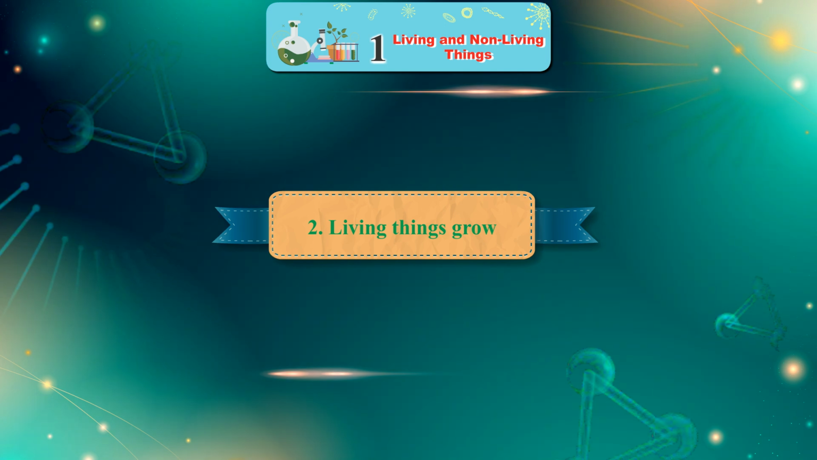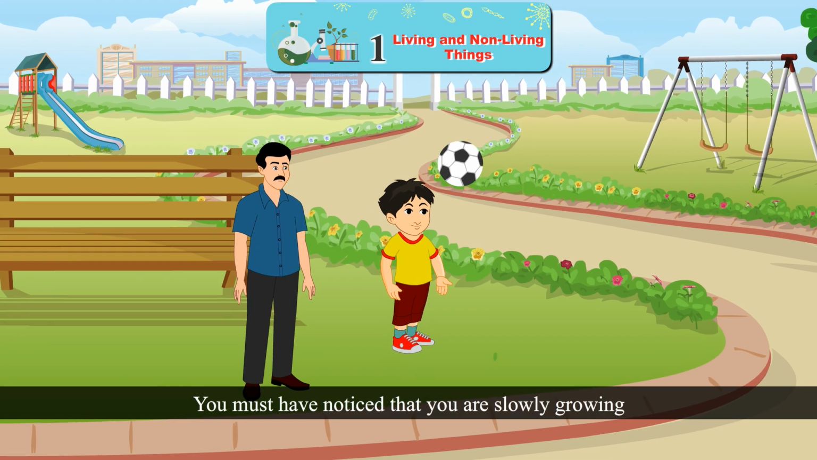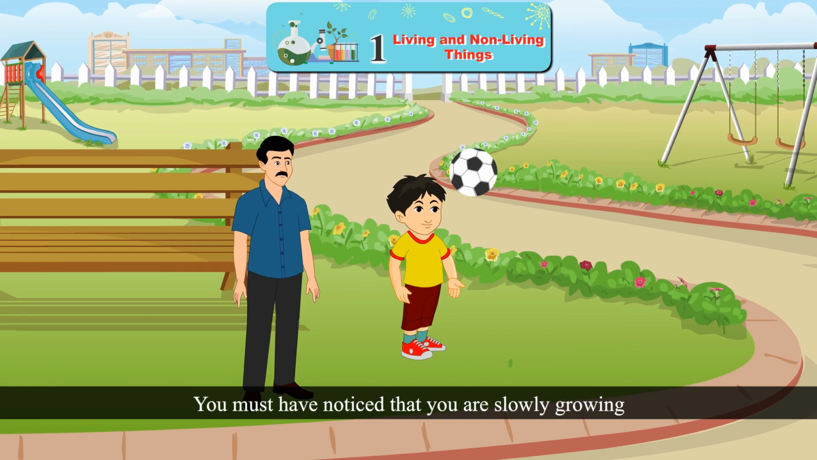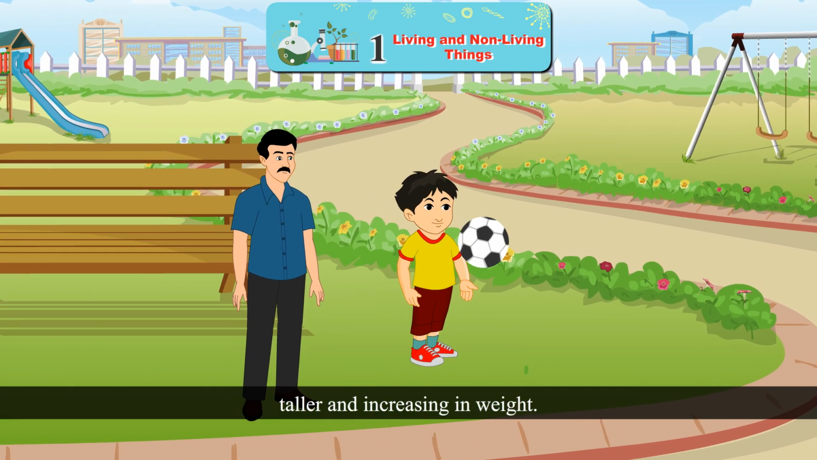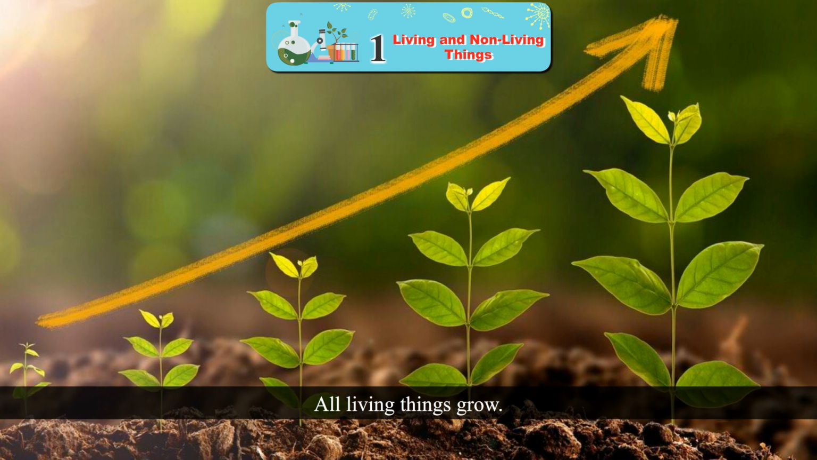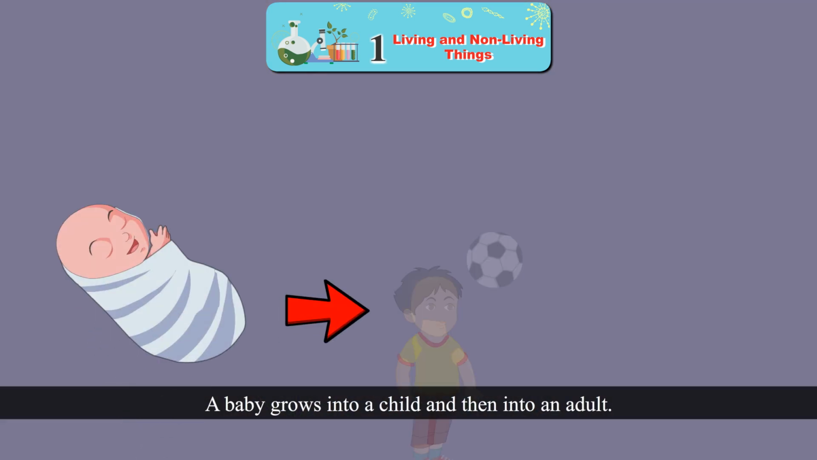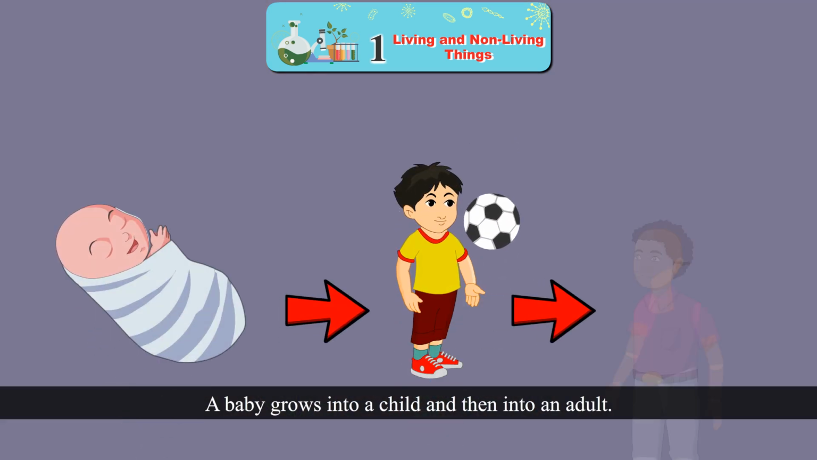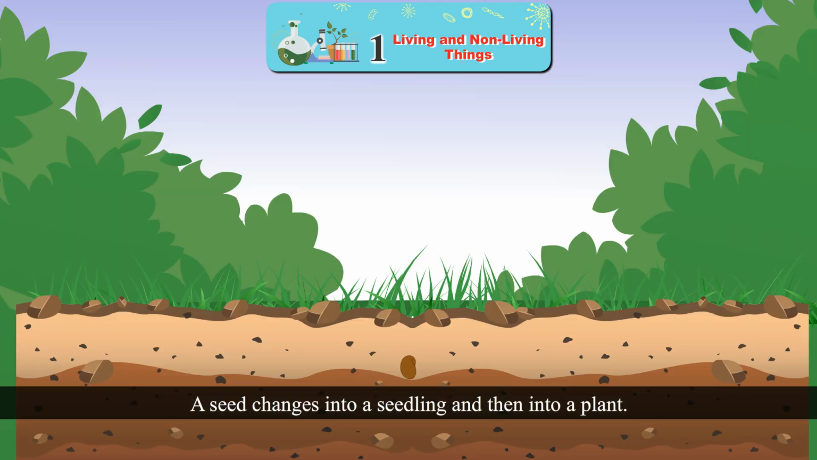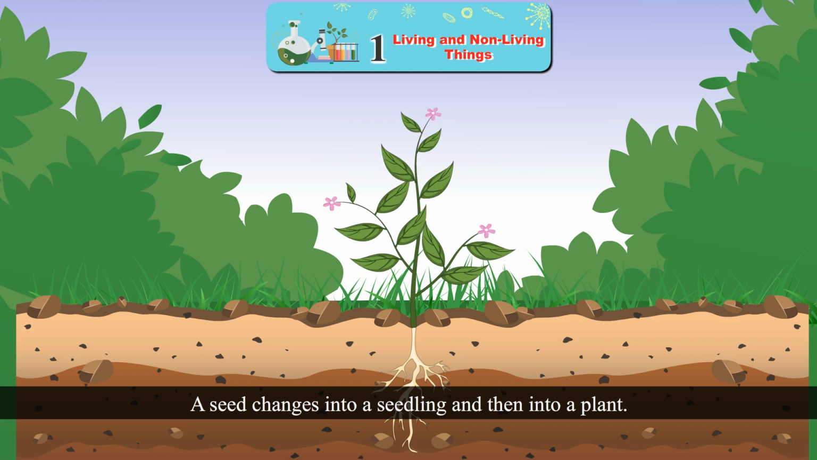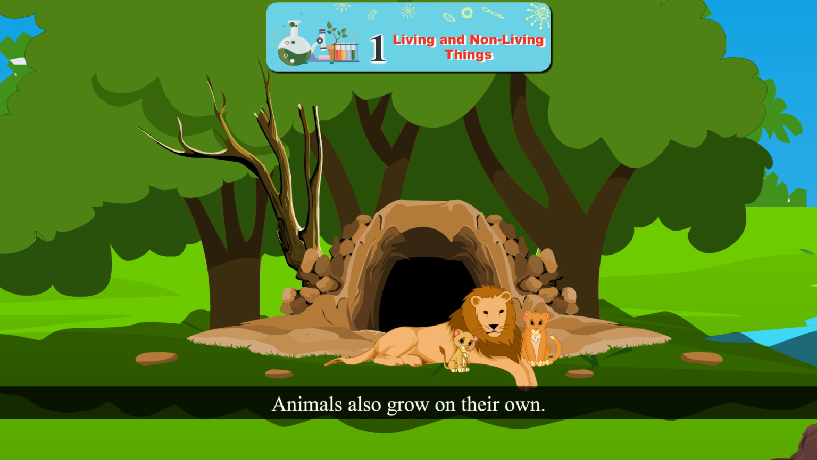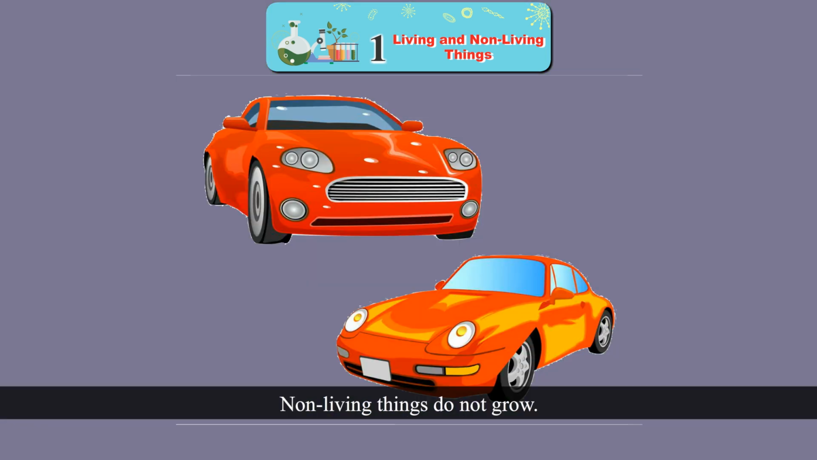Second, living things grow. You must have noticed that you are slowly growing taller and increasing in weight. All living things grow. A baby grows into a child and then into an adult. A seed changes into a seedling and then into a plant. The plant then grows into a tree. Animals also grow on their own. Non-living things do not grow.